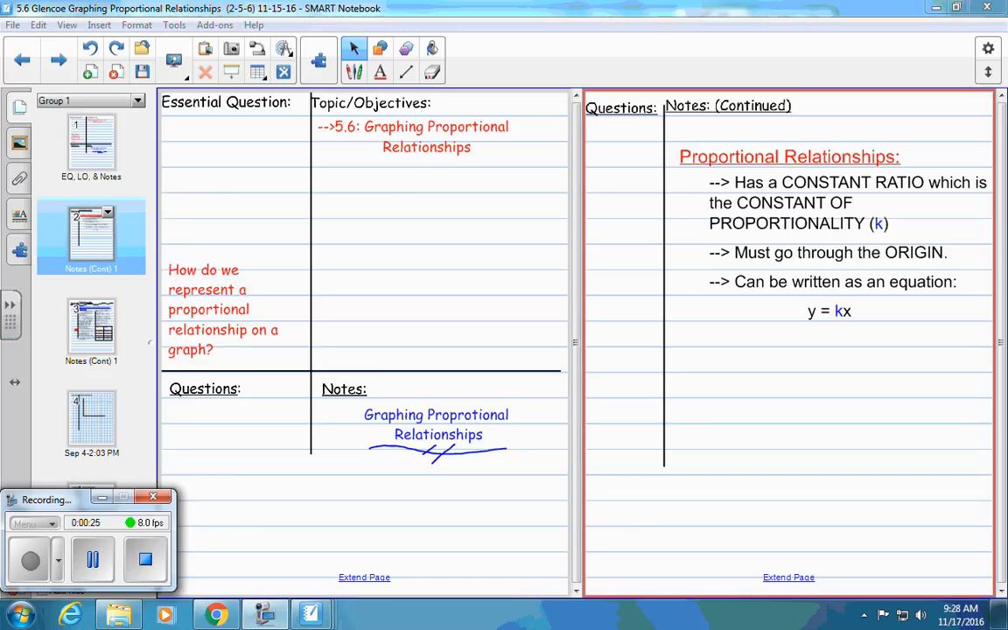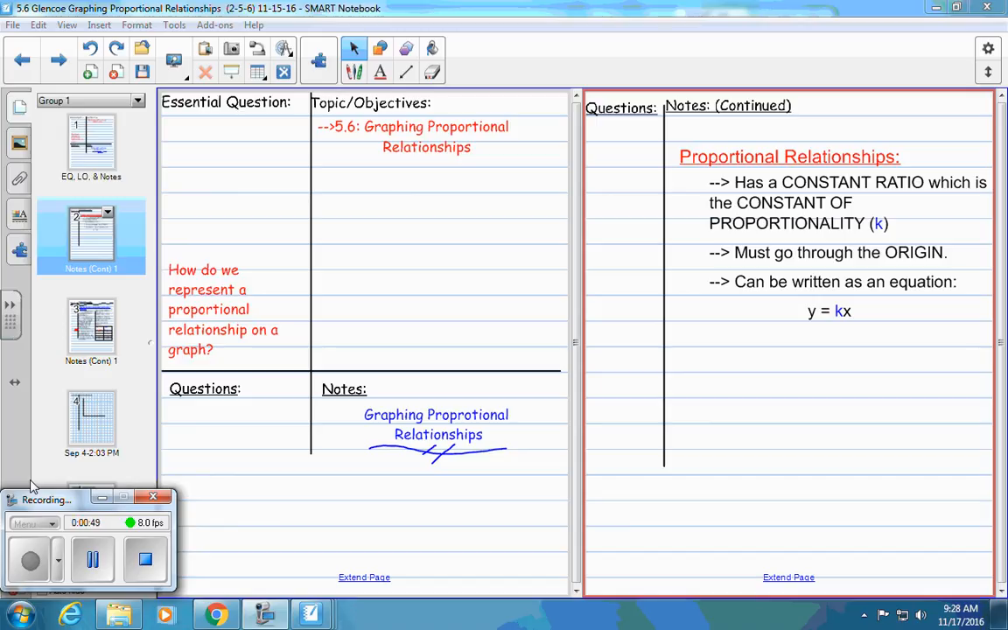Welcome back, students. So again, we're learning to graph our proportional relationships on a coordinate plane. And our essential question is, how do we represent a proportional relationship on a graph? Just a quick reminder, we have some facts about proportional relationships. Proportional relationships have to have a constant ratio. Remember, that's really just the unit rate is the same for every ordered pair.